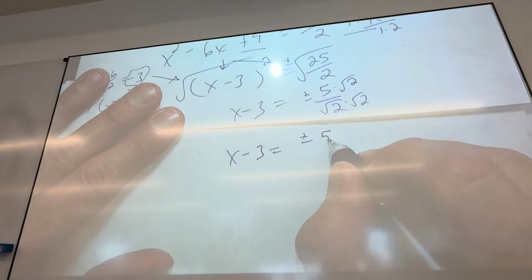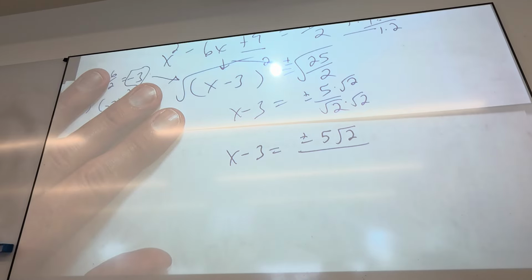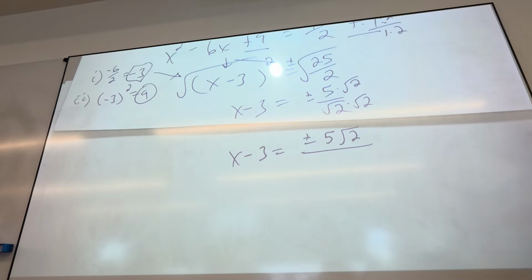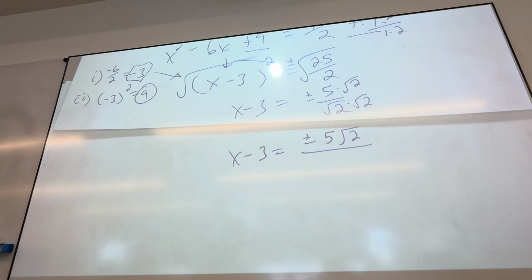So the top's just 5 times rad 2. Now here, square root of 2 times square root of 2 is square root of 4, which is 2. So an even better way to look at that is: square root of 2 is half of 2, multiplicatively. So if I multiply half of 2 with half of 2, it makes a whole 2.